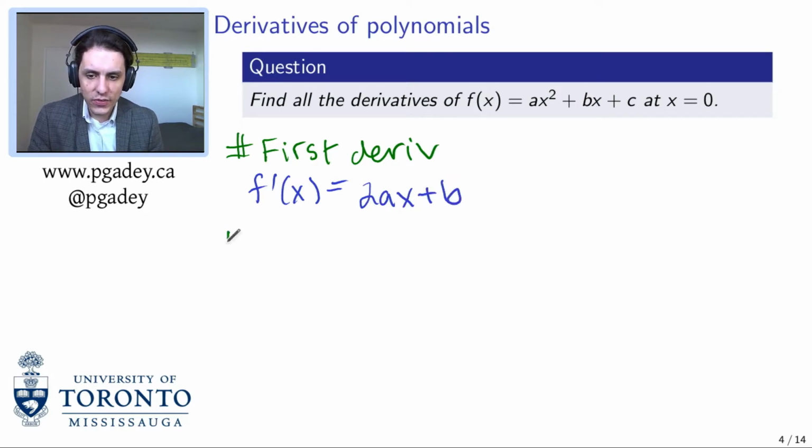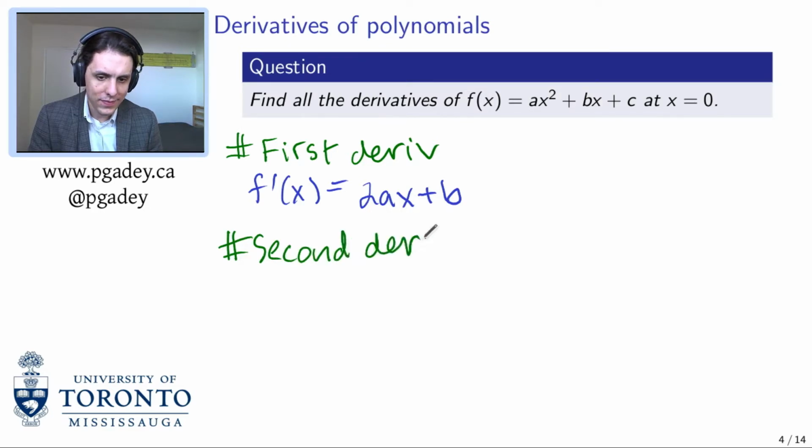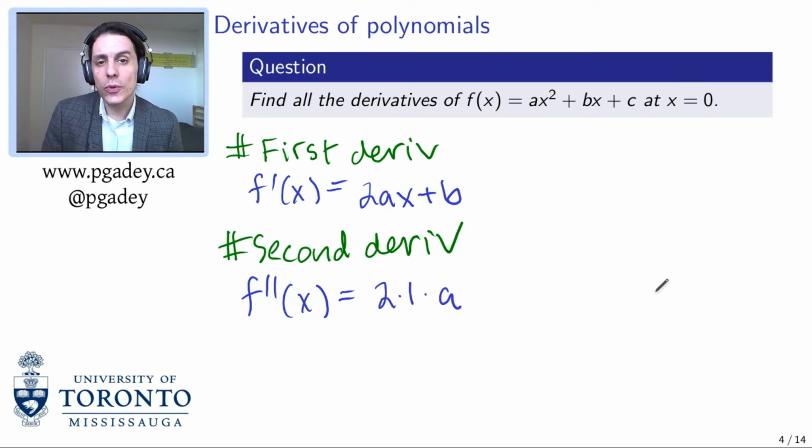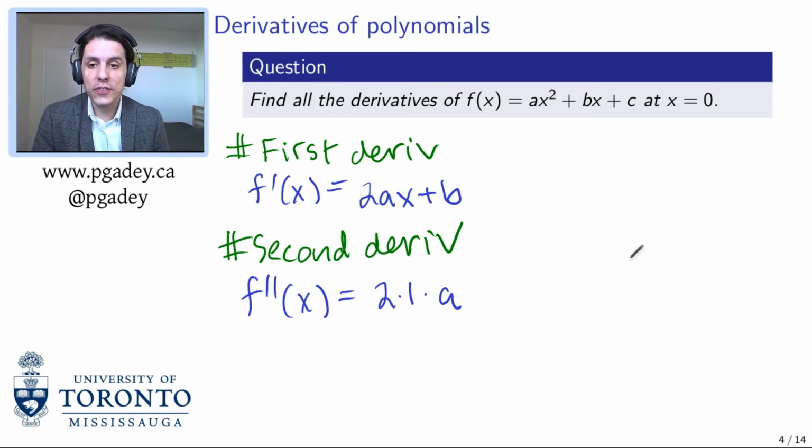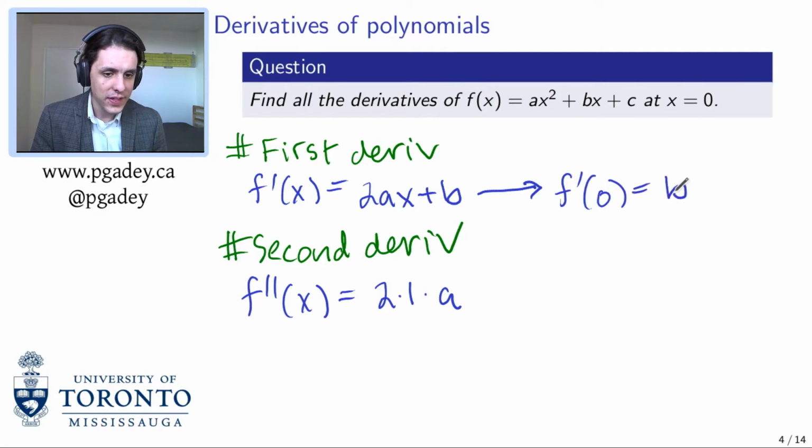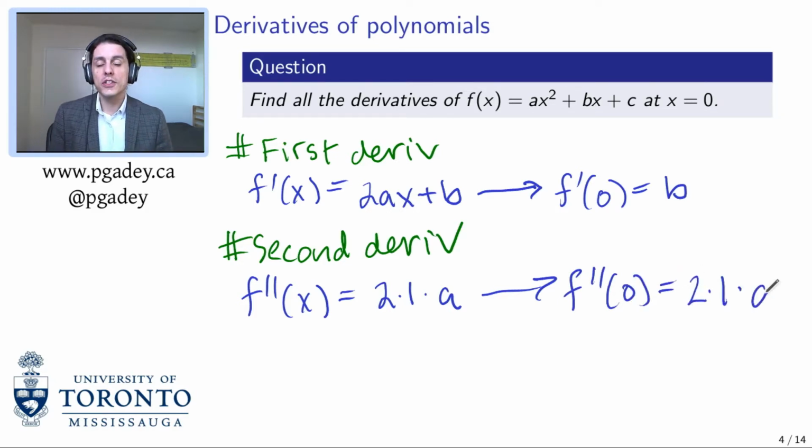And then its second derivative will be f double prime of x equals 2 times 1 times a. Now, I'm writing this 1 here because it's going to be part of a general pattern that we're going to spot. But now that we have the derivatives, let's evaluate them at x equals 0. So this will give us f prime of 0 is b, and f double prime of 0 is 2 times 1 times a.